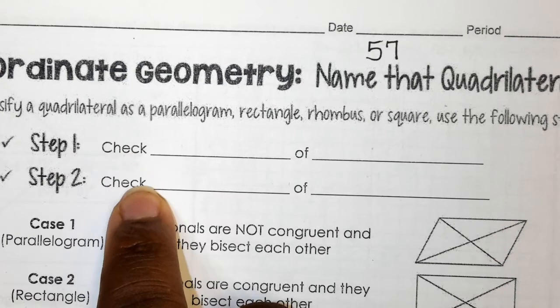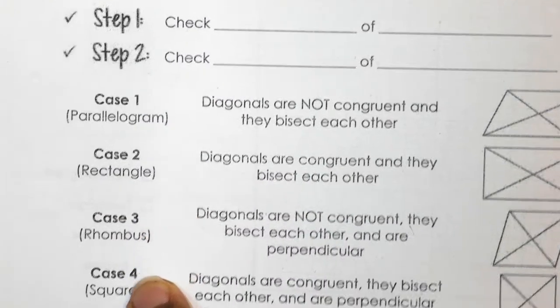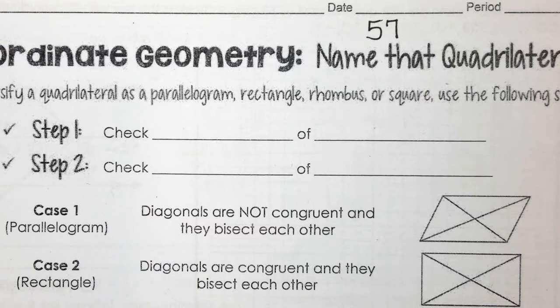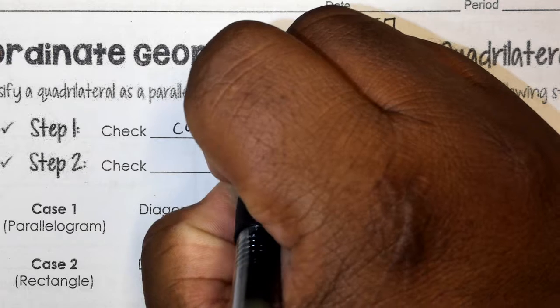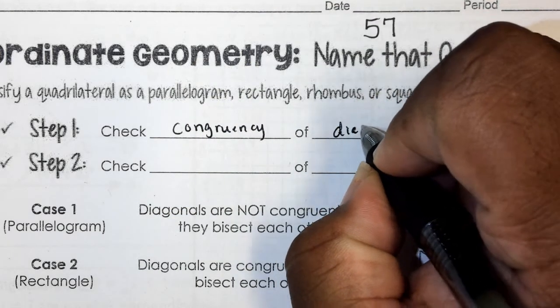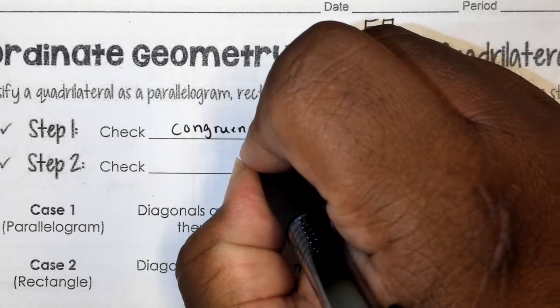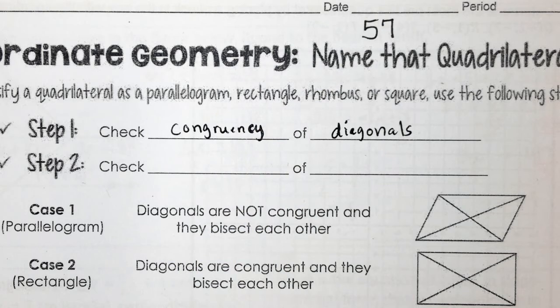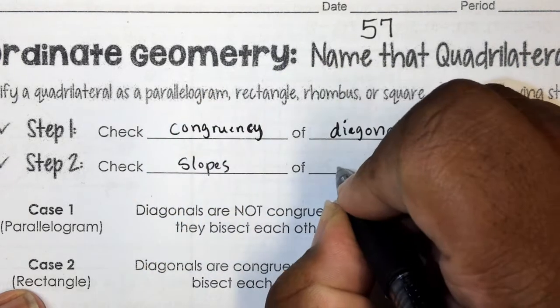We're going to teach y'all 2 steps to check and see if a quadrilateral is either a parallelogram, a rectangle, a rhombus, or a square. The 2 steps are: step 1, check the congruency of diagonals. So we're going to check and see if the 2 diagonals are congruent inside of our quadrilateral. Then after that, we're going to check the slopes of the diagonals.